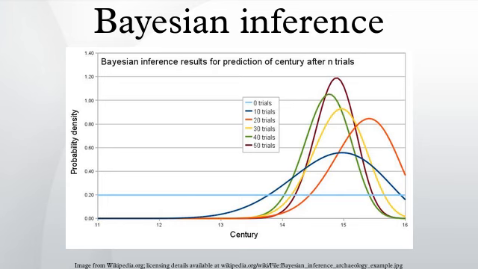As applied to statistical classification, Bayesian inference has been used in recent years to develop algorithms for identifying email spam. Applications which make use of Bayesian inference for spam filtering include CRM114, DSPAM, Bogofilter, SpamAssassin, SpamBayes, and Mozilla.